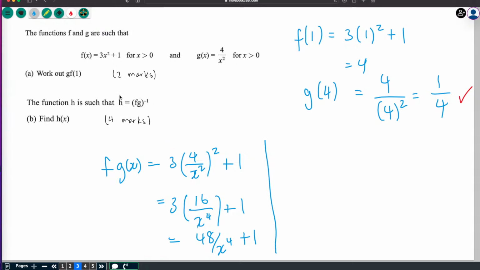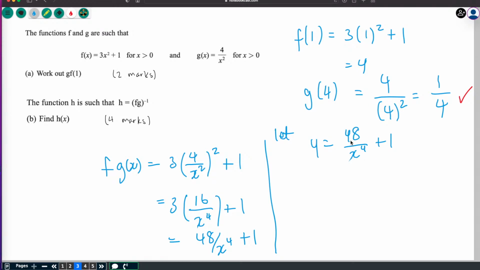Okay, so now we're looking for the inverse. Remember how to do the inverse. If you're not sure how to do this, I have a video on this. You can go and cram that in, or you could stay right here and we can go through it. So this is our function we're working with, f of g. What we want to do is to say let y equal 48 over x to the power 4 plus 1. That's this function here.